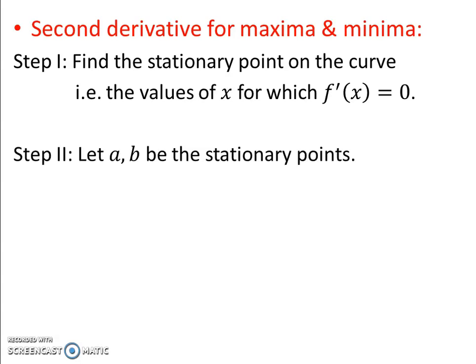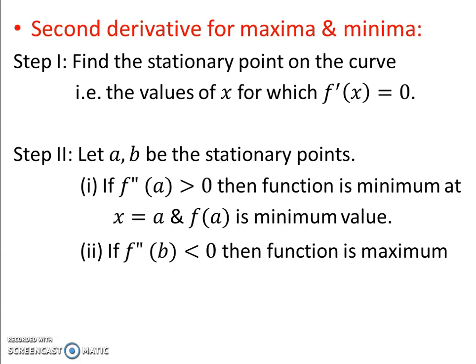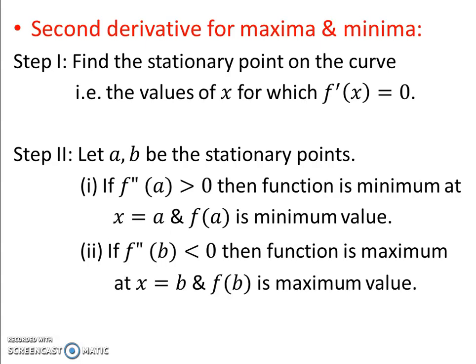Step 2, let us assume that a and b are the two stationary values we get. At these stationary points, we will calculate the double derivative, that is f double dash of x. Suppose f double dash of a is positive, then the function is minimum at x equal to a and f of a is the minimum value. If f double dash of b less than 0, then function is maximum at x equal to b and f of b is the maximum value.